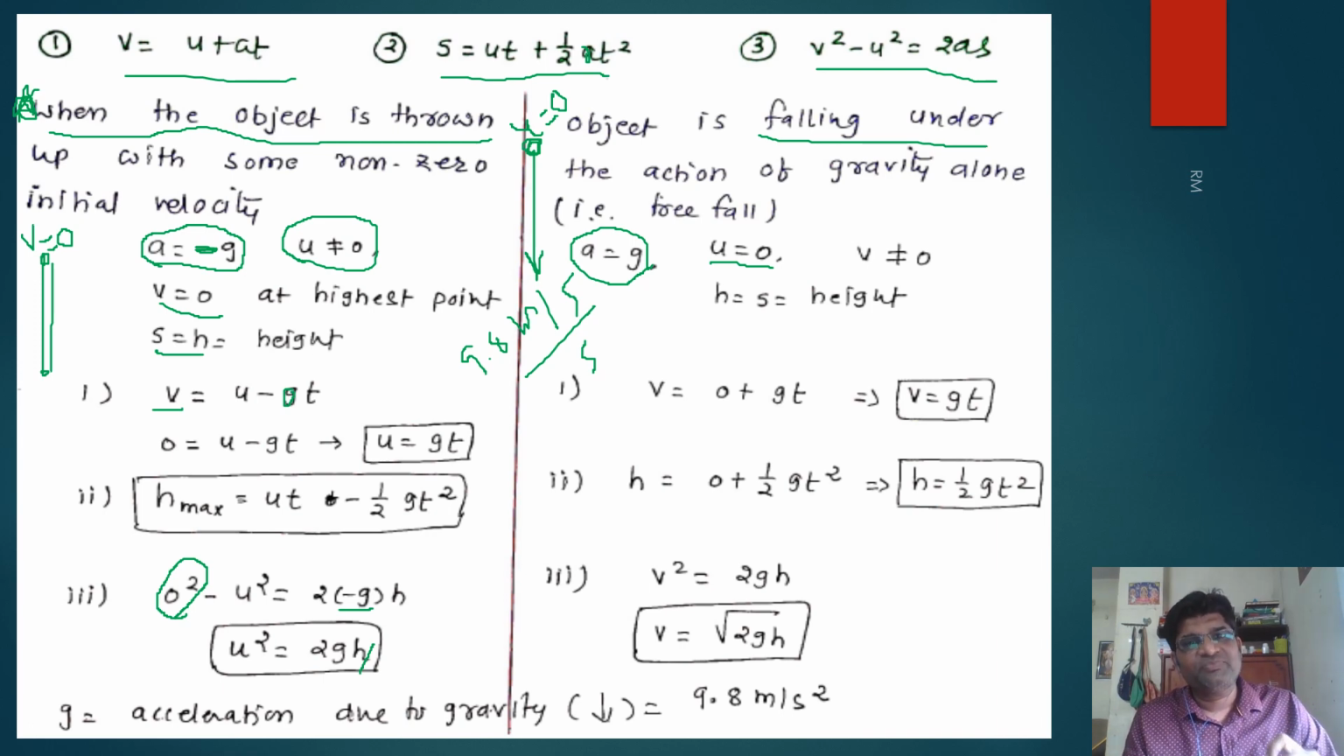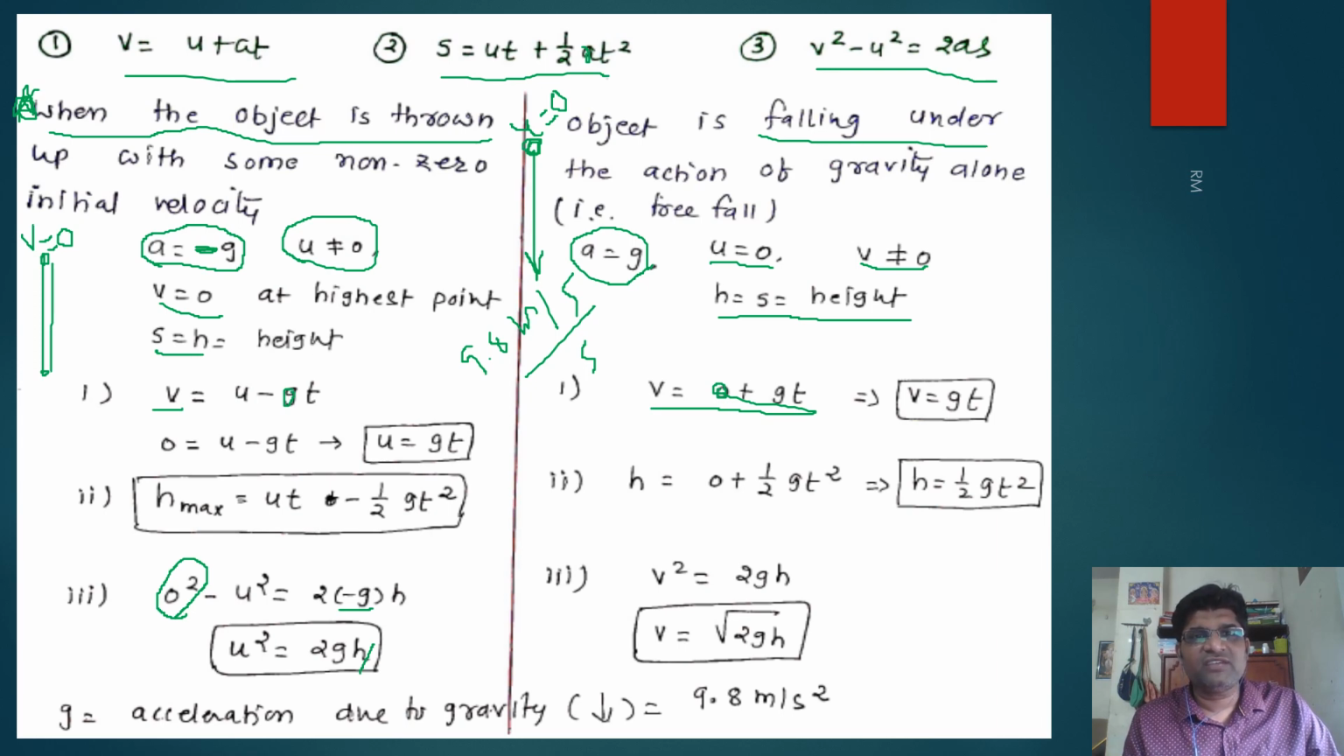Now, since the speed is increasing, the motion is speeding up and the acceleration is positive. That's why we are replacing a by positive g. And the v, after falling on the floor, will definitely be 0, right? But before that, the final velocity was not equal to 0. And h is equal to s, that is the height. So s is replaced by the height of the object. First equation takes the form v is equal to 0 plus gt. You have kept initial velocity u equal to 0.